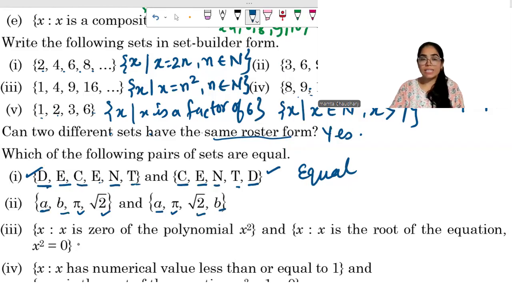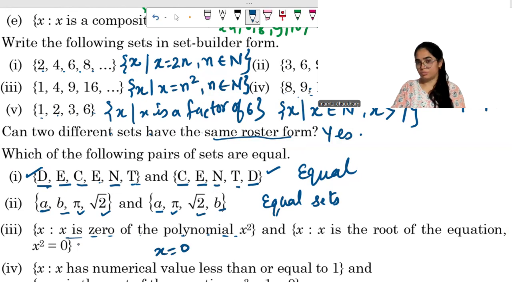Next, x is a zero of polynomial x square. What is the zero of polynomial x square? It means what value of x should I put here so that this will become 0. So here only x equals 0. Or you can write in this set, the element will be 0 only.